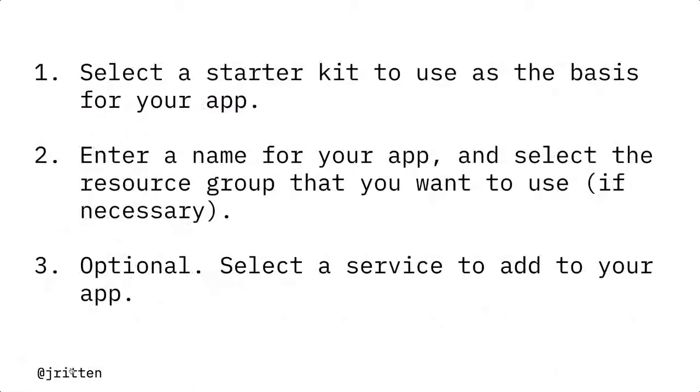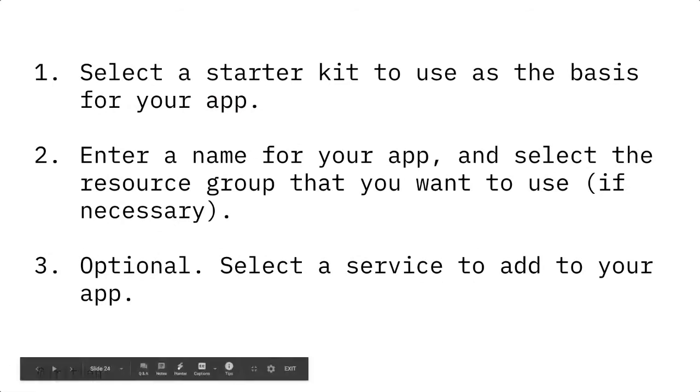You'll have a few options. Normally I just put in the same name that it says. Usually it says Python Django app, so I'll just call it Python Django app, but you can call it anything you want. And then you can also select the resource group that you want to use if you would like. You have the option to select a service to add to your application, but that's a little more advanced. It's not something you need to do to get your application up and running.